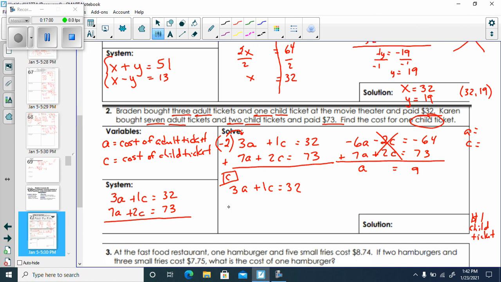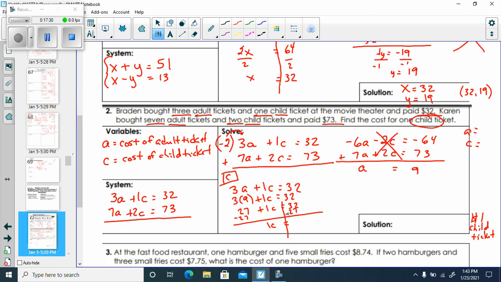All right, our a is 9. 3 times 9 plus 1 times c equals 32. 9 times 3 is 27, plus 1c is equal to 32. I'm trying to solve for c. I'm going to need to subtract 27 from both sides so I can move it over the equal sign. When I'm moving over the equal sign, I do the opposite of what's there. 1c then is equal to 32 minus 27.